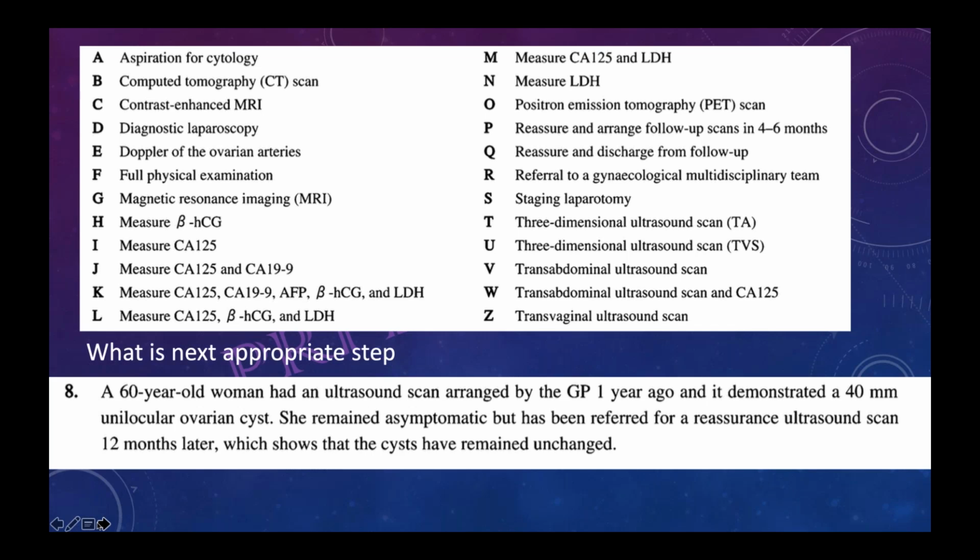Okay, so now an 80-year-old woman, 1 year ago she had a 40 millimeter cyst. She remained asymptomatic. Again she had a scan, and the cyst remains unchanged. So what will you do? Unchanged cyst means persistent cyst. Persistent cyst is there, so what will you do? Anything? Reassure and discharge from follow-up.